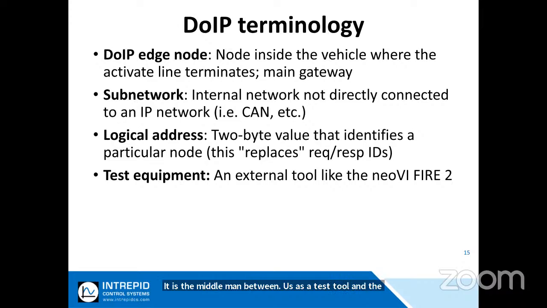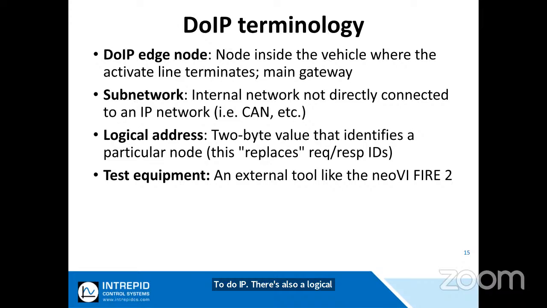And that, again, could be virtualized, part of the software of a single box. The subnetwork is actually all those internal networks that are not directly connected to an external network that we access directly. So for instance, all the Ethernet networks and all the CAN networks and LIN networks would be subnetworks to that edge node. And the edge node would have a connection to them all, the ones that should be accessible through DoIP.